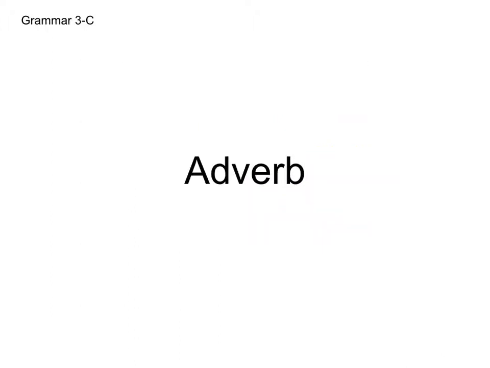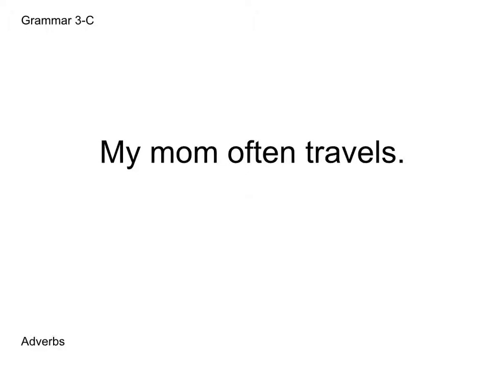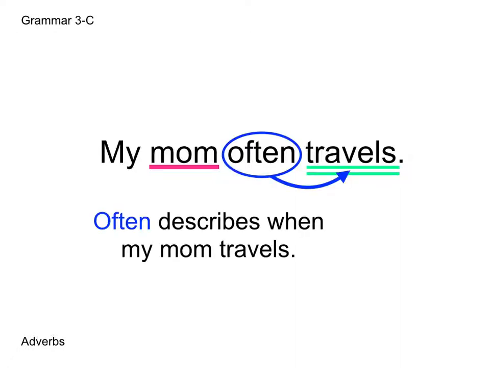Now we're going to look at adverbs that tell us when. So first we're going to look at a basic example where we have my mom often travels. We have our subject and verb, which are usually going to be the easiest things for you to identify. So you want to try and do those first. So we have mom underlined and travels double underlined. And then we have my and often. Often is describing travels. Often describes when my mom travels.